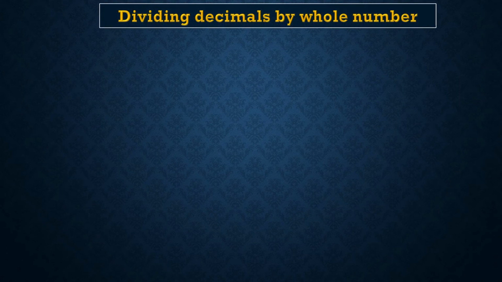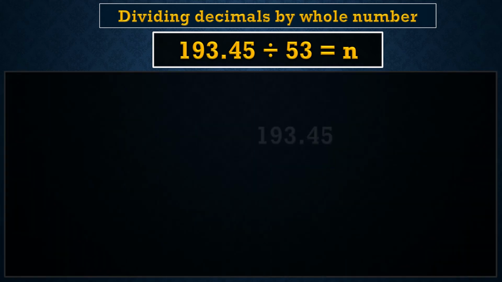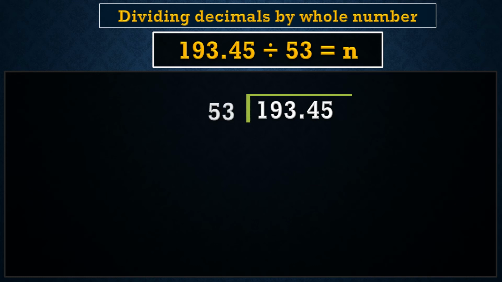Alright, this time, let's talk about dividing decimals by a whole number. In dividing decimals by a whole number, we're going to do the same step or process as in dividing numbers. Para mas maintindihan, I have your example: 193.45 divided by 53. Same thing lang din, we have to write this number in column, or we're going to do the long division process. So 193.45 divided by 53.